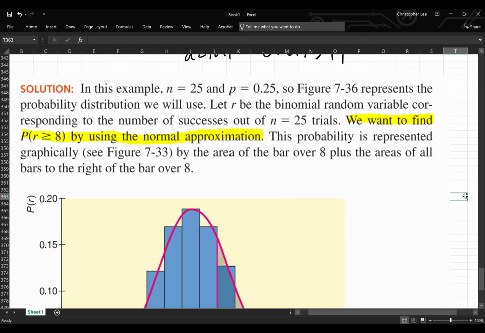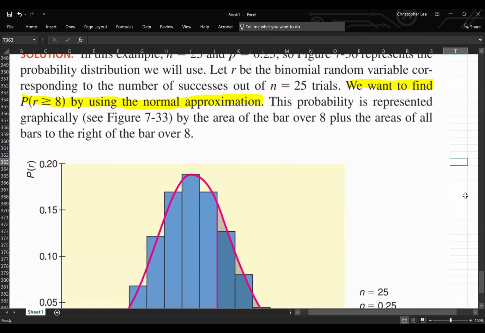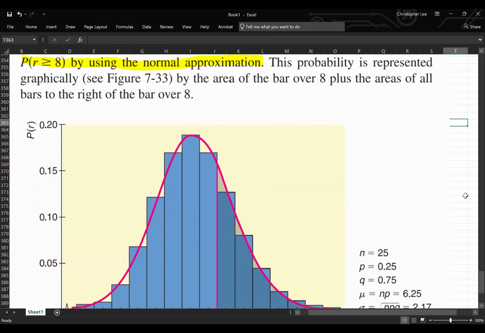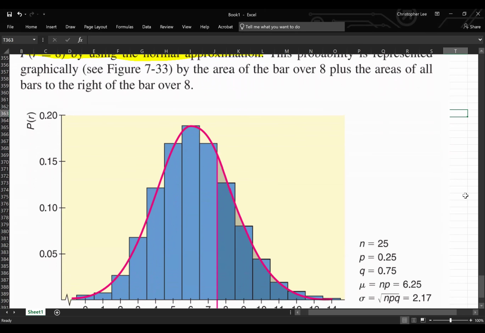So in this example, n is 25, p is 0.25. The figure represents the probability distribution we will use. Let R be the binomial random variable corresponding to the number of successes out of n equals 25 trials. We want to find the probability of R greater than or equal to 8 by using a normal approximation. This probability is represented graphically here by the area of the bars over 8 plus the area of all the bars to the right of the bar over 8.